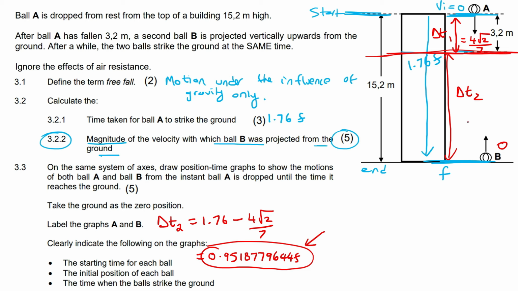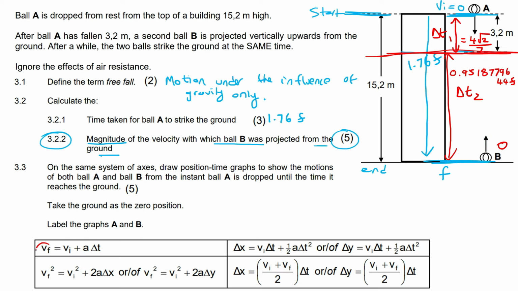Some of you might feel more comfortable calculating how long it will take B to go up there, and then you can multiply that answer by 2. That also works. So we don't know the final velocity of B when B comes back down to the ground. Don't say that it's zero, because it definitely won't have a velocity of zero at the moment that it strikes the ground again. So let's not use anything with final velocity. Let's go straight for this one over here.